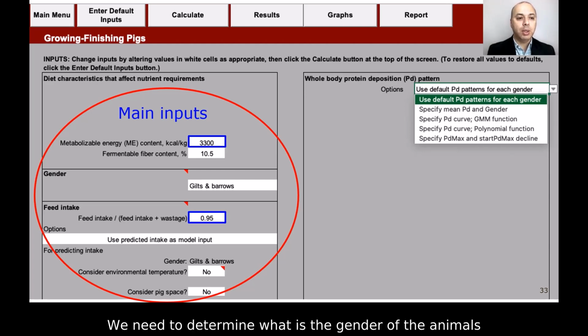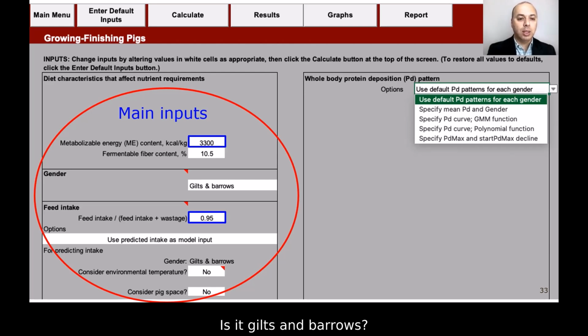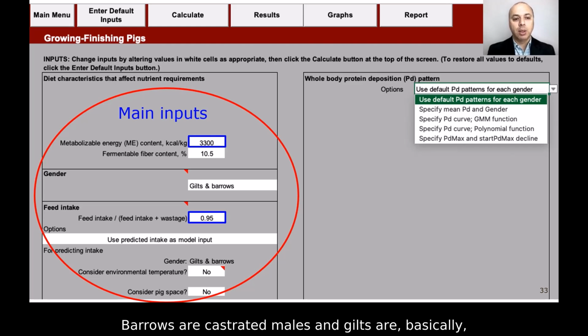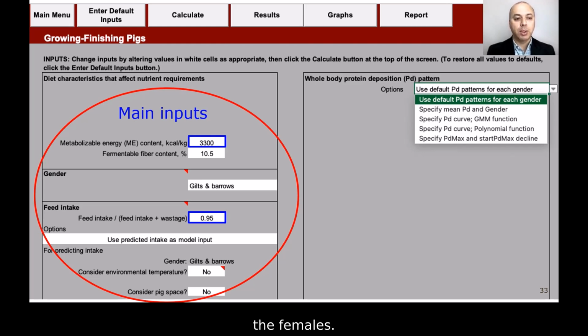We need to determine what is the gender of the animals that we are working with. Is it gilts and barrows? Is it intact males? Is it only gilts? Is it only barrows? Barrows are castrated males. Gilts are basically the females.